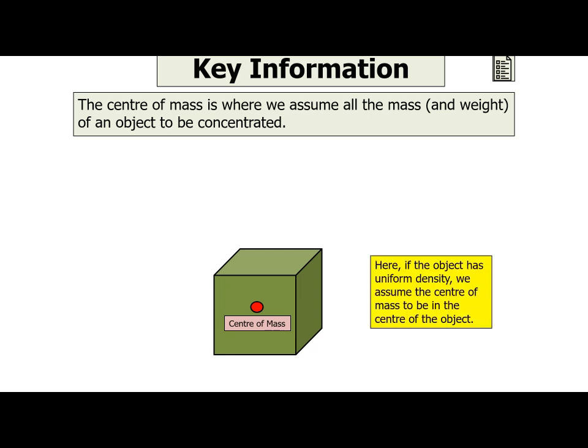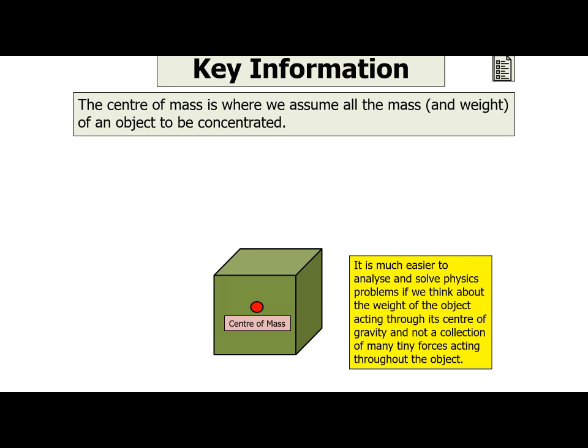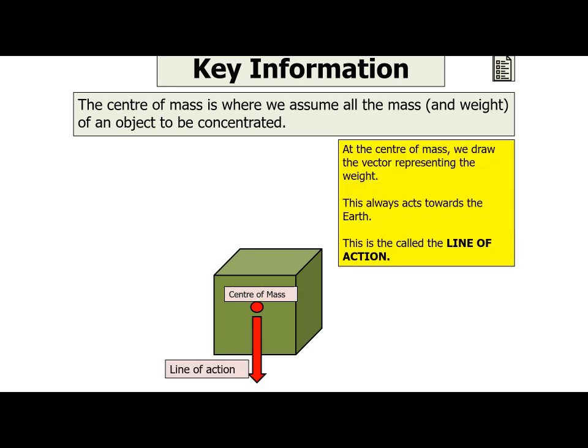Here, if the object has uniform density, we assume the centre of mass to be in the centre of the object. Now the resultant gravitational force on the object, its total weight, will act through a point called the centre of gravity. Now it's much easier to analyse and solve physics problems if we think about the weight of an object acting through its centre of gravity and not a collection of many tiny forces acting throughout the object. So at the centre of mass we draw a vector representing the weight, and this always acts towards the earth, so this is called the line of action.